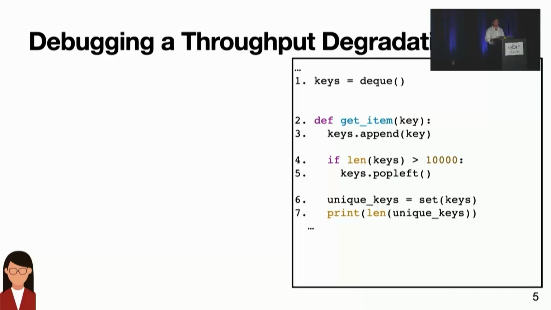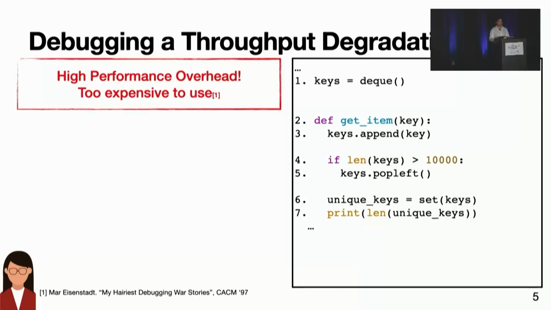The problem here is that determining the unique keys is a linear operation over this relatively large queue. As a result, computing this debugging logic can come with high overhead. In fact, it's not unusual to see sophisticated debugging computation, not unlike this one, impose slowdowns that are an order of magnitude, up to even many orders of magnitude, that basically preclude the use of those tools altogether.